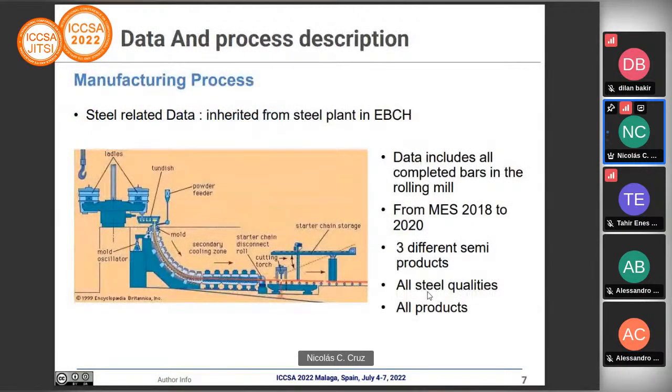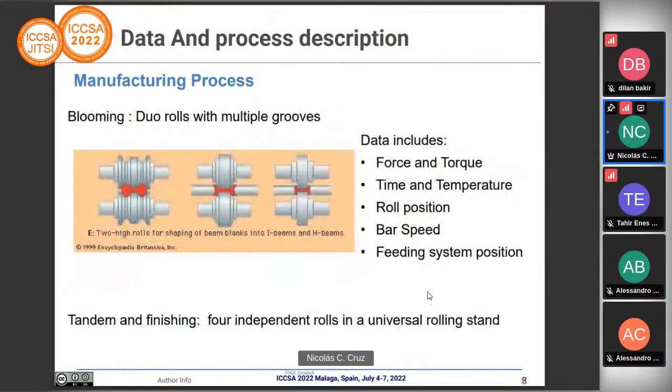So we start with the first step, which is ebauche. First, we have data from 2018 till 2020. We have 3 different semi-products, and we have all steel qualities. And when we say qualities here, it is the international standards that we should follow for the product to be sold to clients. And we have all the products that we can imagine from Arcelor. So in ebauche, there are a lot of features about the chemical components of the product.